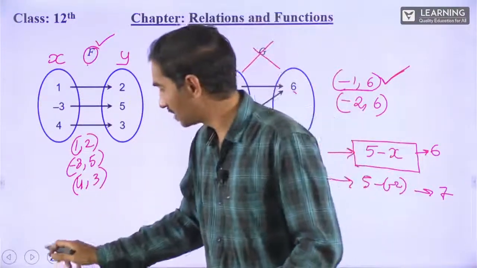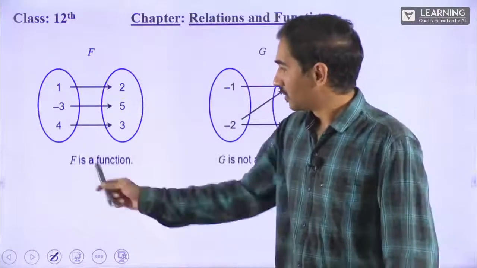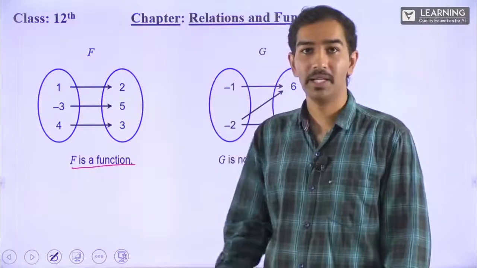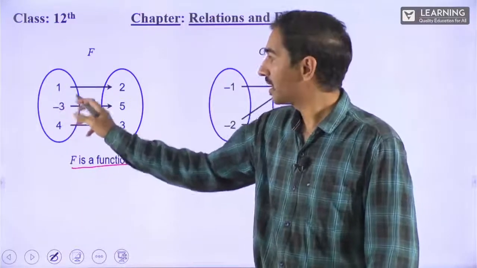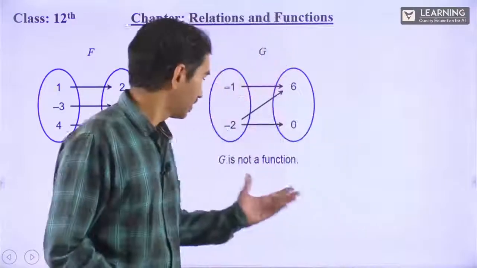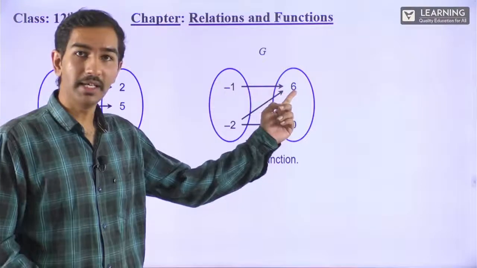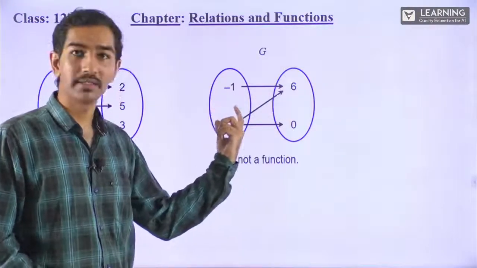So let me just clear the ink. Okay. So f is a function. Why? Each value of x has only one value of y. And g is not a function. Same value of y has two different values of x.